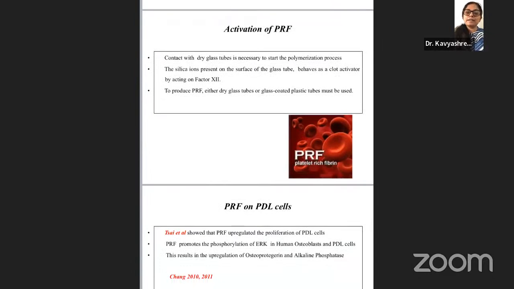So how do we activate this PRF? Contact with the dry glass tube is necessary to start the polymerization process. The centrifugation process I'm explaining. Then the silica ions present on the surface of the glass tube act as a clot activator, activating factor 12, that is Hageman factor. So to produce PRF, either dry glass tubes or glass-coated plastic tubes can be used.